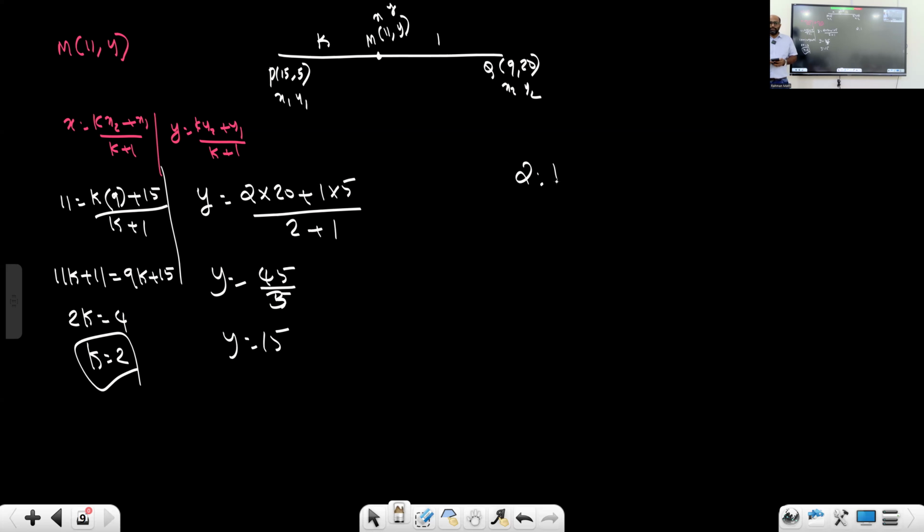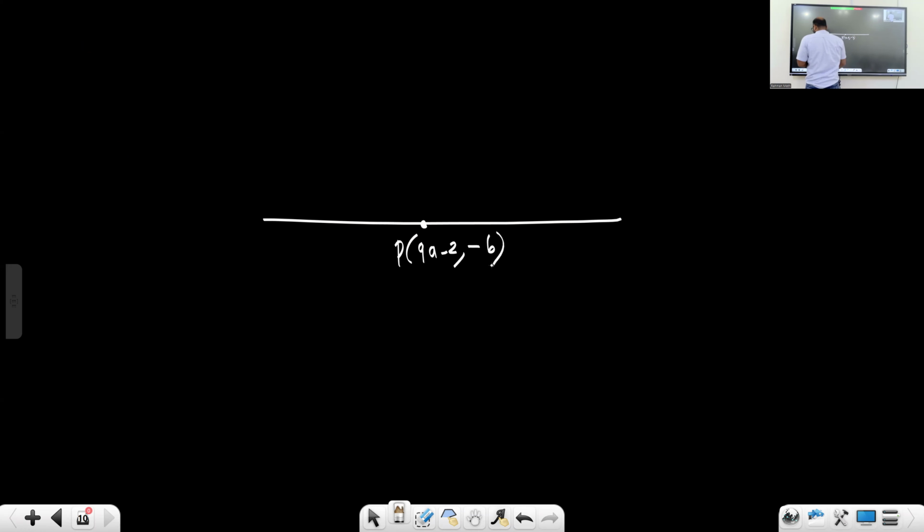Question number 11th one. Read it. Question you read, understand. P divides A minus 2 comma minus B. Don't forget minus B is there. And divides, question number 11th one, A, 3A plus 1 comma minus 3.